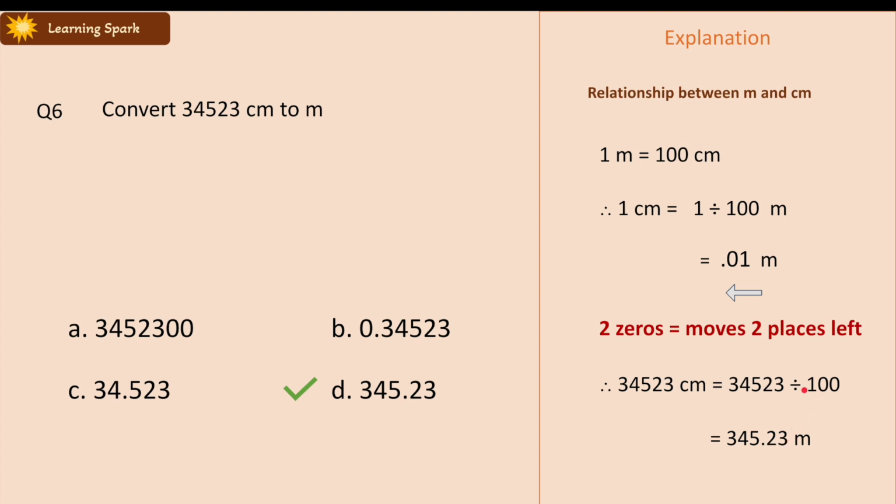How do we put the decimal point? We start from the extreme right and we move 2 places left. Why 2? Because there are 2 zeros in 100, so we move 2 places left. Okay, and this becomes our answer, 345.23 meter. Okay, this is the answer.